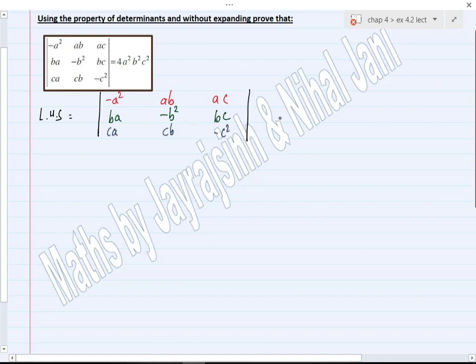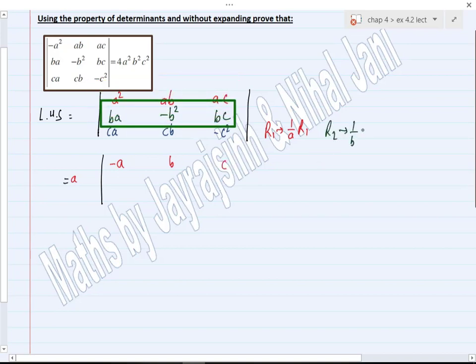So here we have our left hand side. As you can see, we can take a common from the first row. So let's multiply a with the determinant and your first row will be minus a, b and c. Similarly, we can take b common from the second row. So multiply b with the determinant and your second row will be a minus b and c.